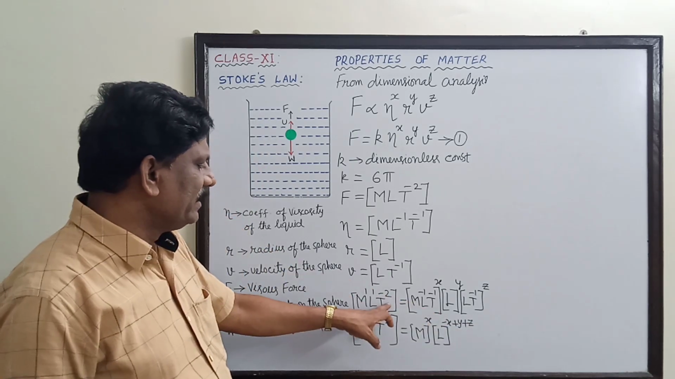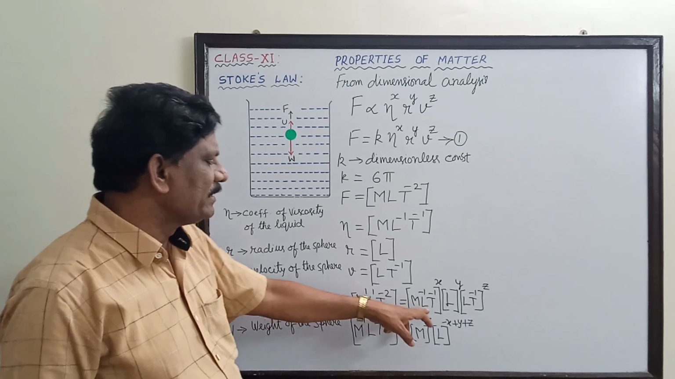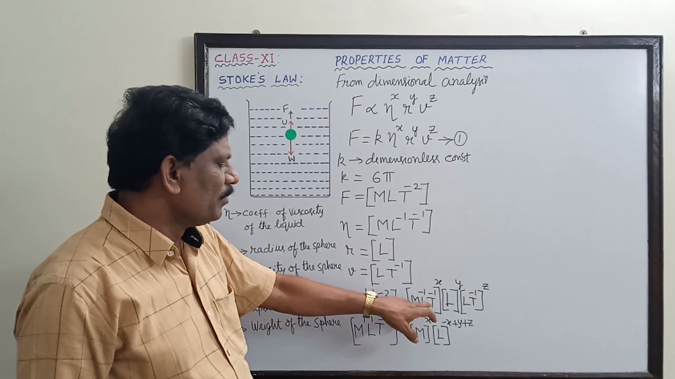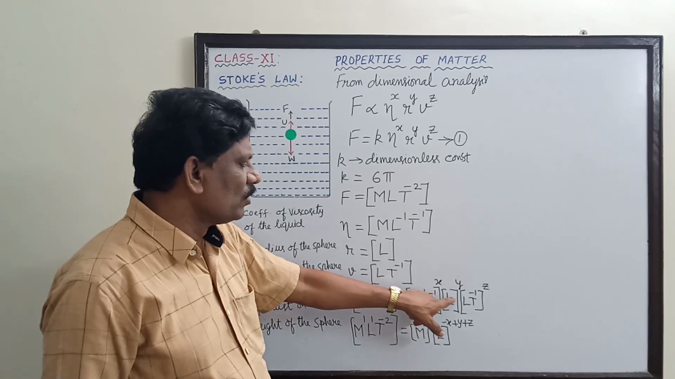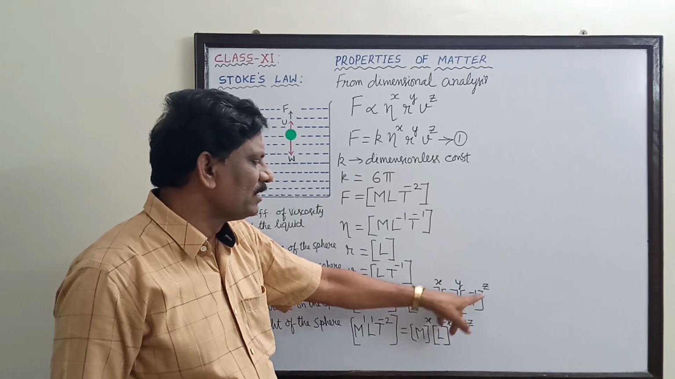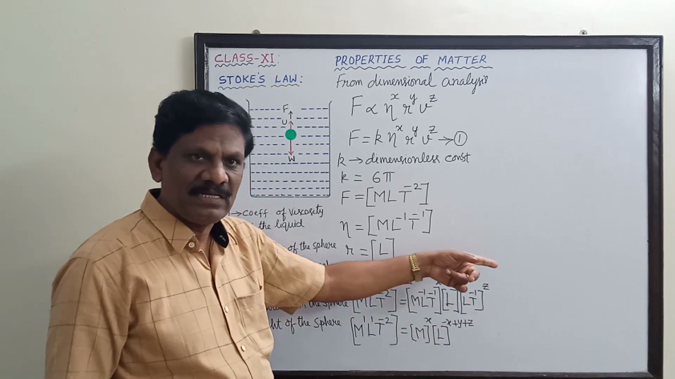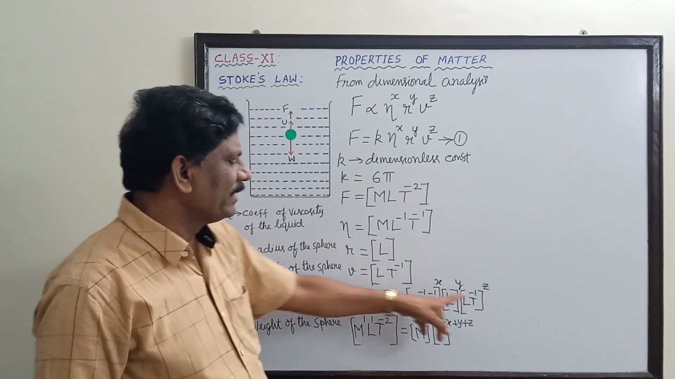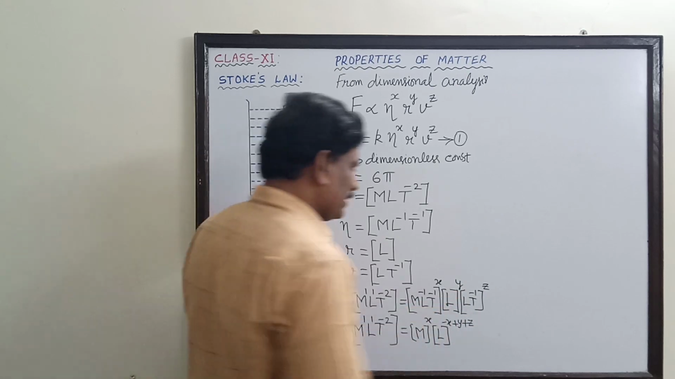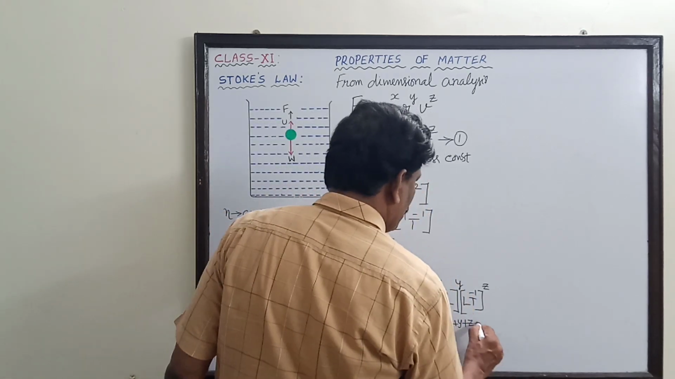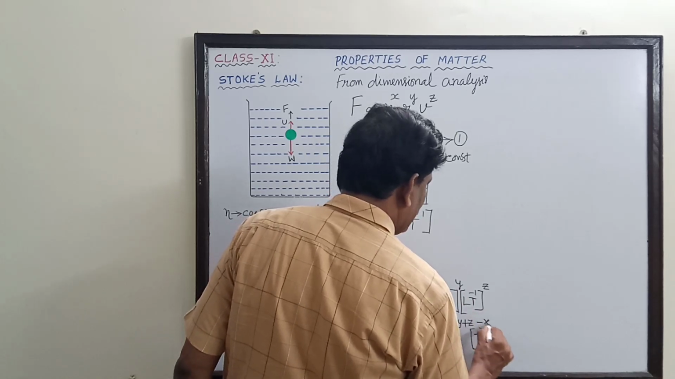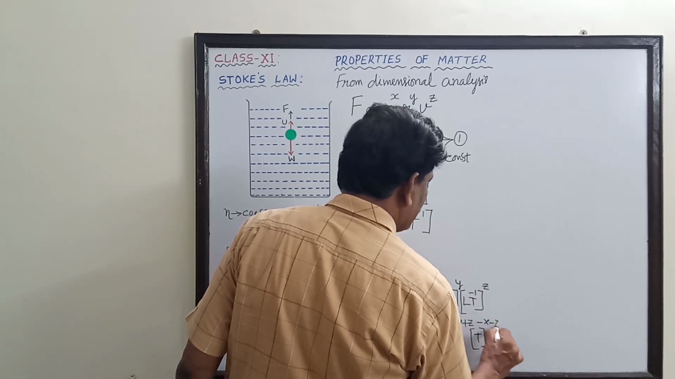Now on the left hand side T is to the power minus 2. On the right hand side there is a T term: minus 1 whole power x is minus x. And here there is no time factor. And here T power minus 1 whole power z is minus z. So here T power minus x, here T power minus z, so this is into T power minus x minus z.